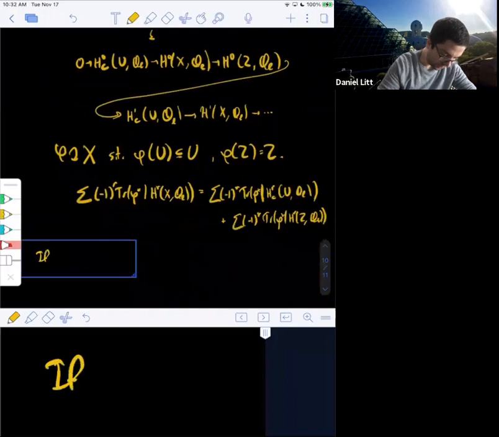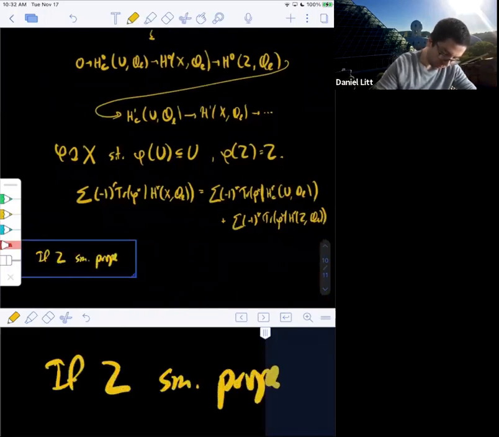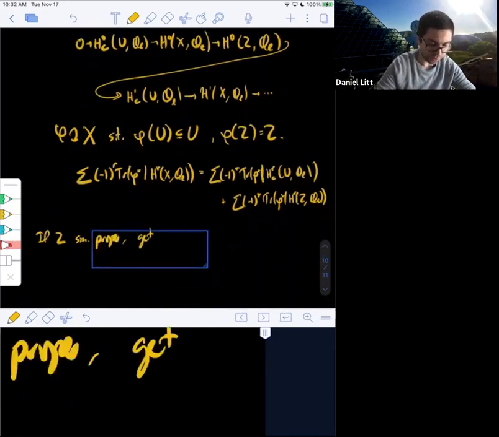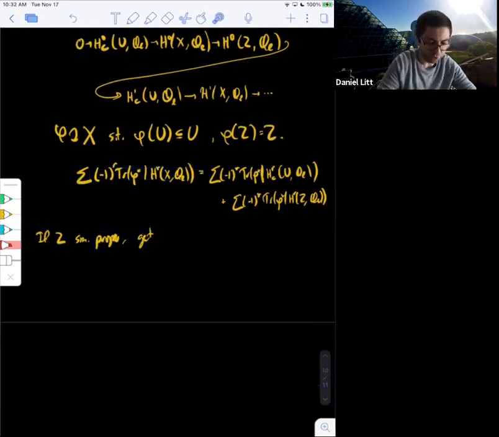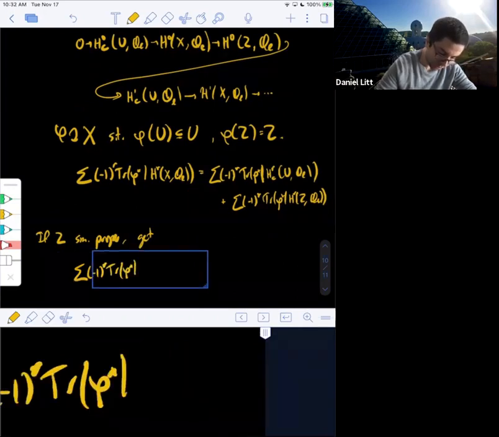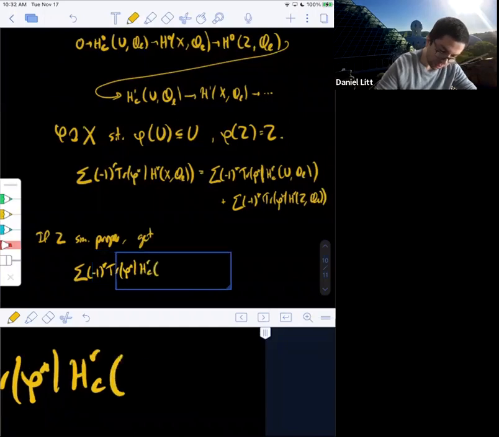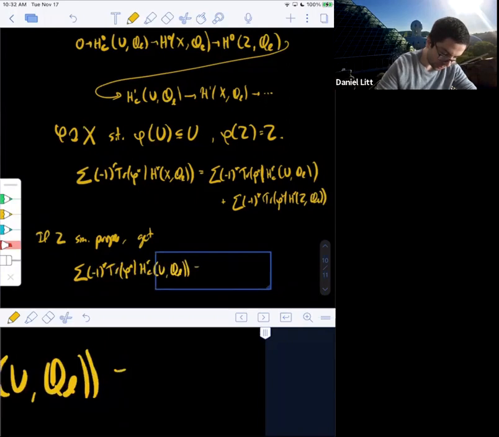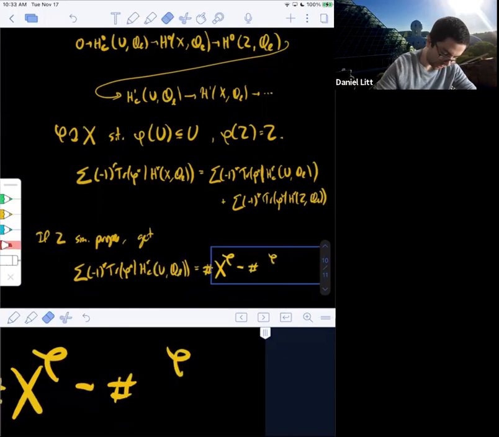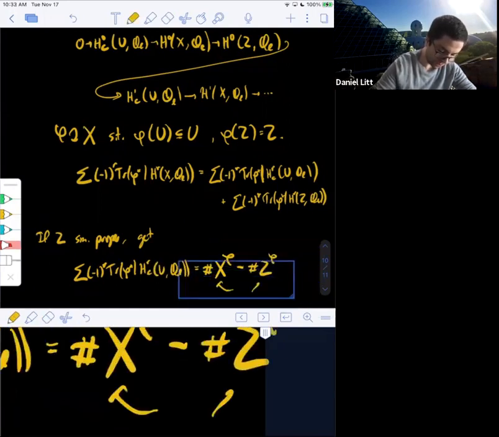So now if Z is smooth and proper, we can apply the Lefschetz fixed-point formula that we've already proven to X and Z, right? So what do we get? We get the sum of -1 to the r of the trace of phi star on HR compactly supported of U with coefficients in QL is equal to the number of fixed points of phi on X minus the number of fixed points of phi on Z, sorry, where these numbers are counted with multiplicity.